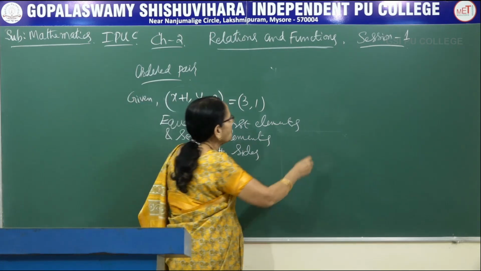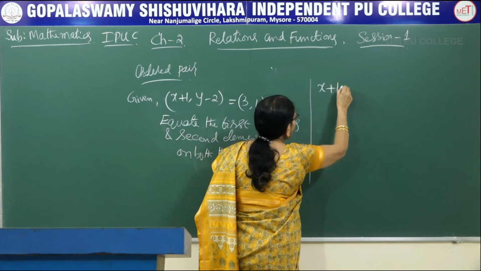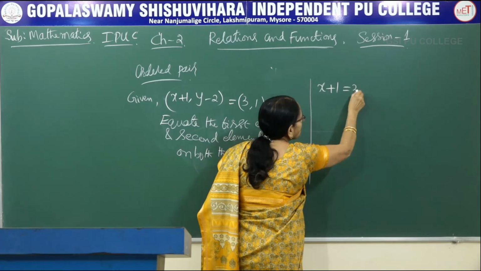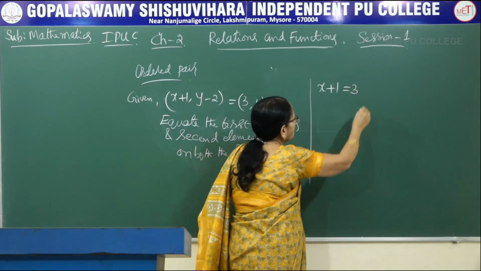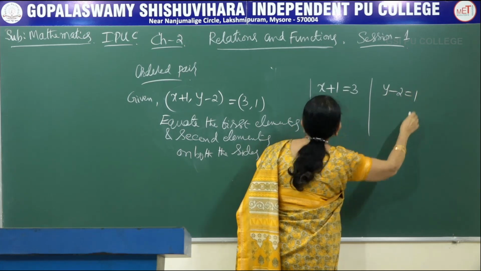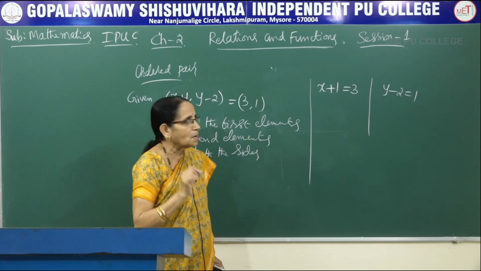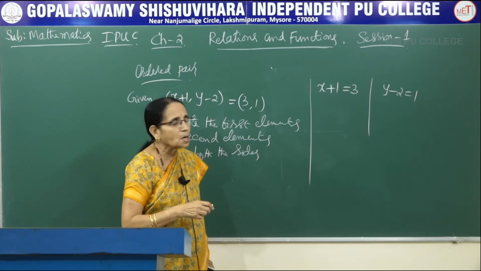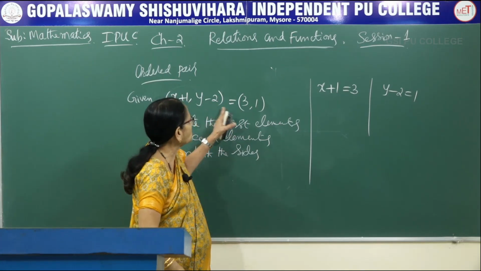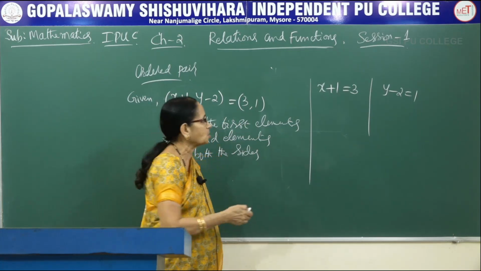Then what you will be having? First we will equate the first element, that is x plus 1. What is the first element on the right hand side? It is 3. Now let me come to the second element, y minus 2 is equal to 1. First step here, equate the corresponding elements, x plus 1 is equal to 3 and y minus 2 is equal to 1. Now you observe both of them are very simple equations.